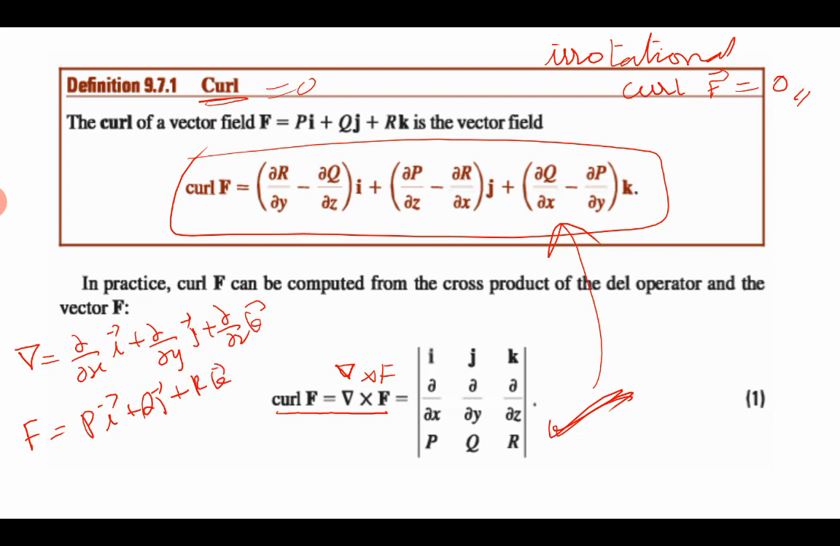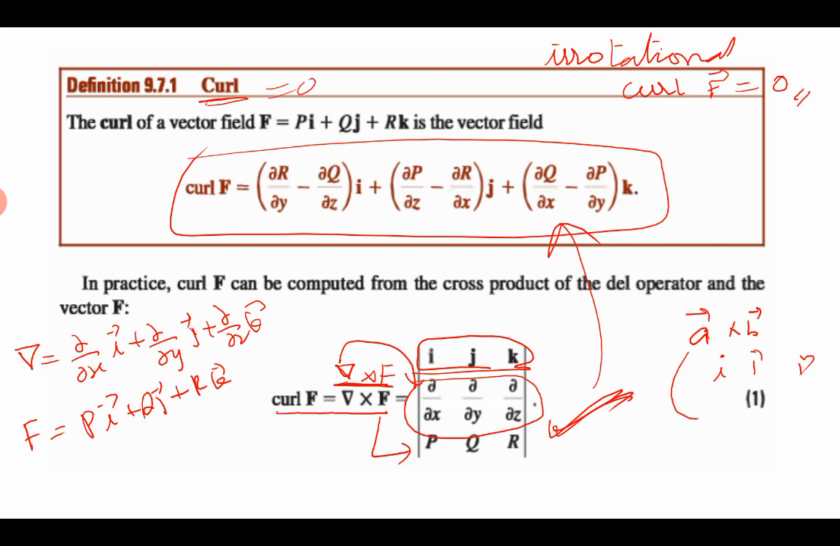Now how do you find cross product of 2 vectors? First vector and second vector, isn't it? First row will be i, j, k, second row will be the components of del, third row will be the components of f. As usual, how to find the cross product of 2 vectors a and b? First row will be i, j, k, second row will be the components of a, isn't it?